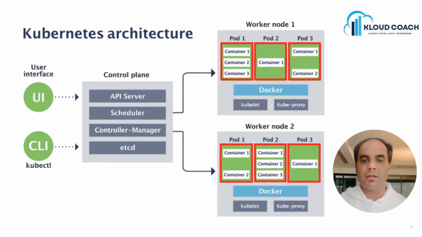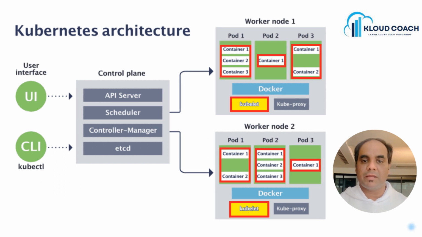Now let's zoom in on a fundamental unit of deployment within Kubernetes, the pod. A pod is like a mini environment where your application lives and breathes. It can contain one or more containers, each encapsulating a specific part of your application. Picture it as a small ecosystem where different species coexist and collaborate to achieve a common goal.